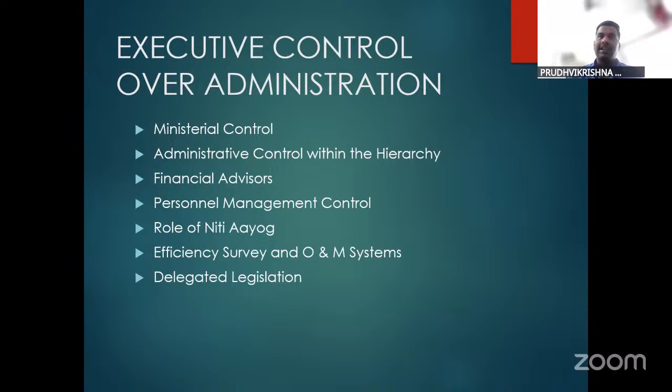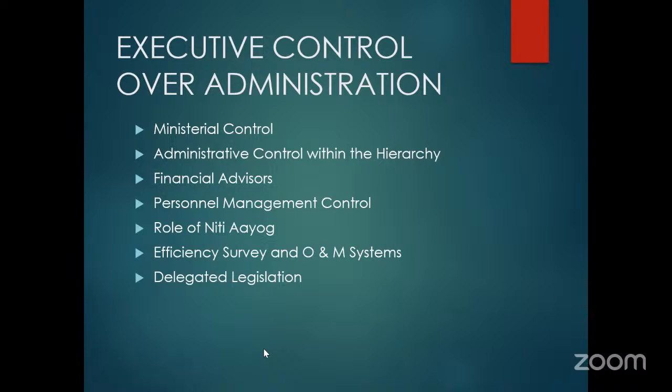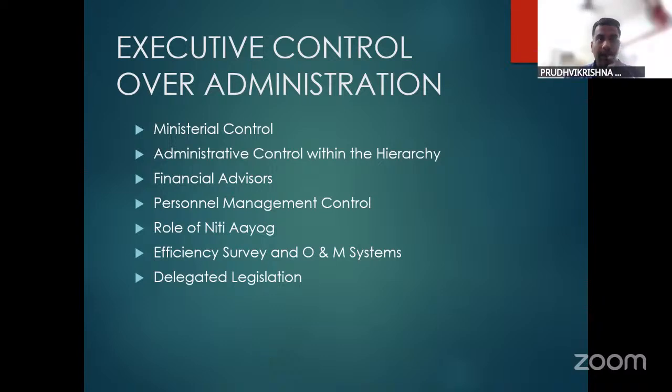Next, delegated legislation. Delegated legislation is nothing but executive legislation. It is also an important tool for executive control. Delegated legislation means the legislature makes laws in skeleton form and authorizes the executive to fill in minor details. Here the executive plays an important role in making rules, regulations, and bylaws, which will be observed by the administrators in the execution of the law concerned.